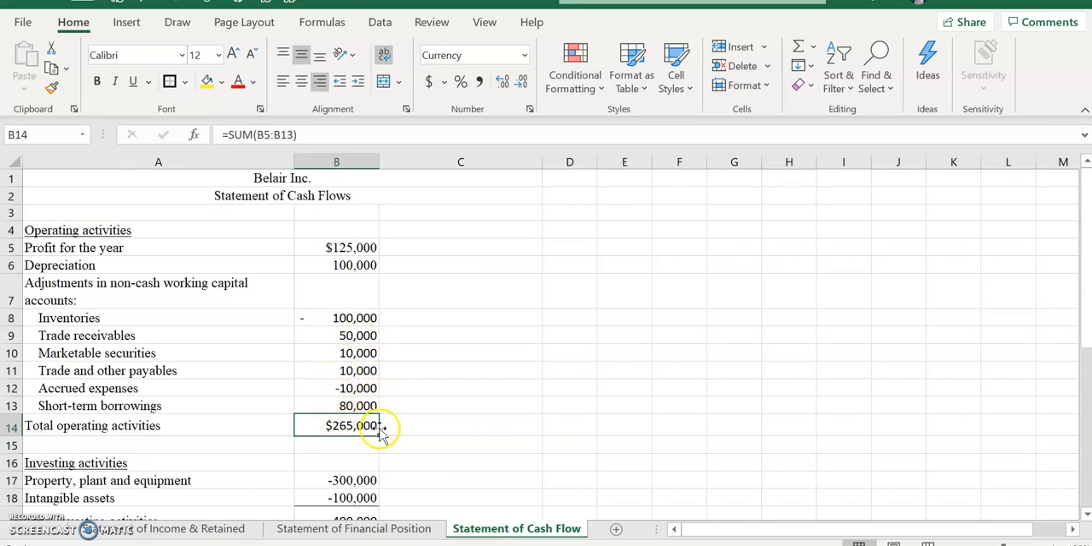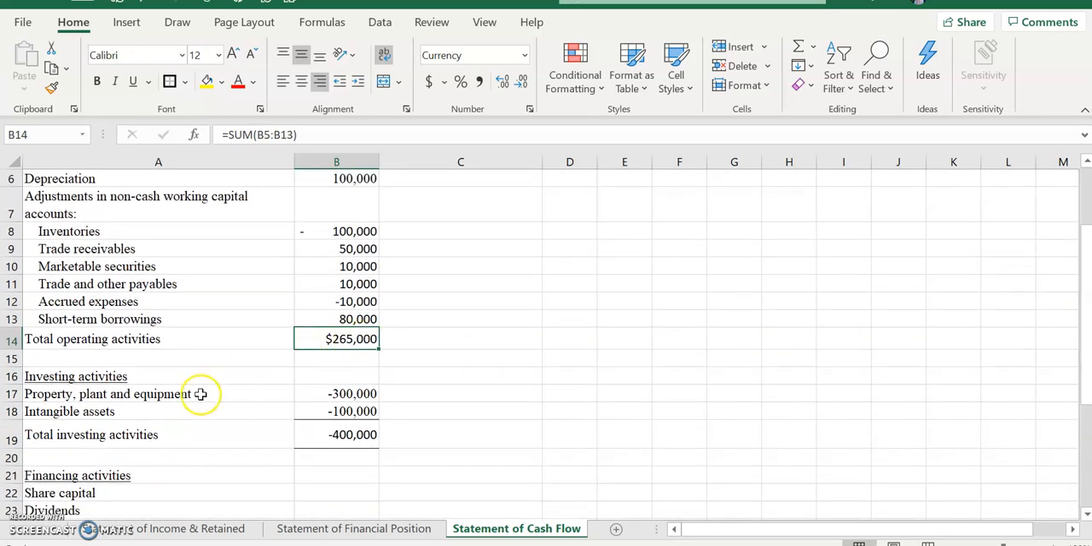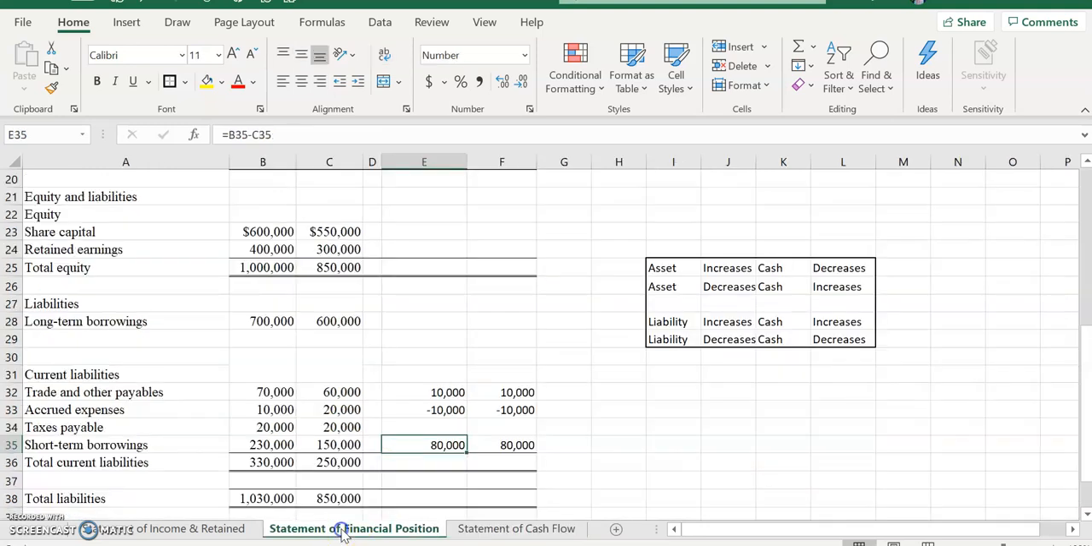And then adding it all together, saying that cash from our total operating activities is 265. This is the change in cash that occurred because of all of these operating activities. So this is saying that because of our operating activities, our cash went up by 265,000. Now, our investing activities, we had talked about property, plant, and equipment, and that because of that, our cash went down by 300. So let's go have a look.